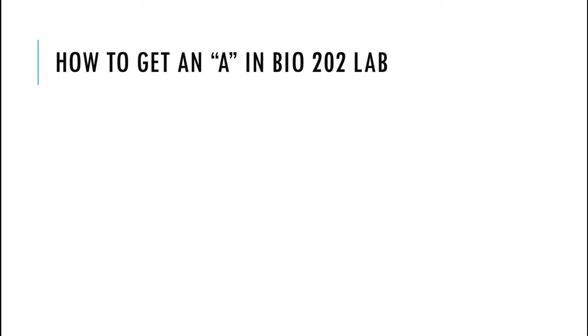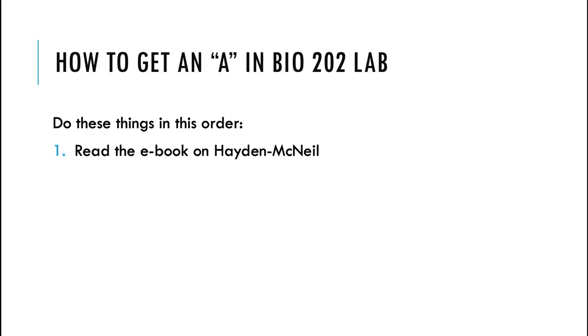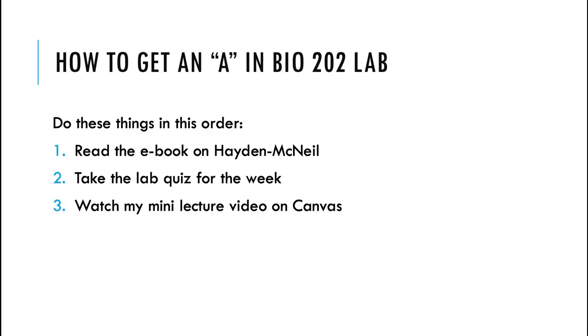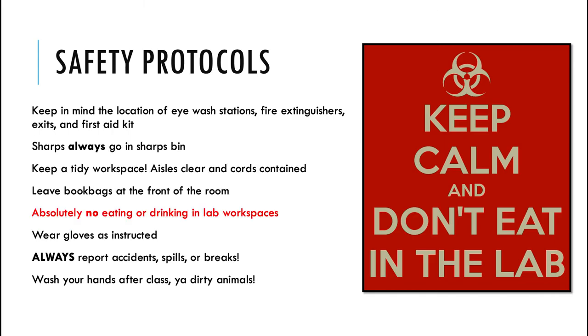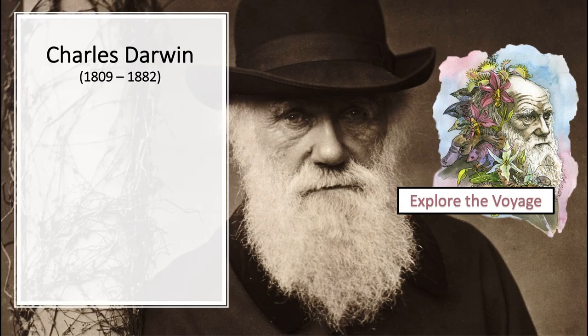So make sure you're studying for those. So how do you get an A in Bio 202? I might have mentioned this before, but just to reiterate, you need to do these things in this order. Number one, read the ebook on Hayden McNeil. You can access that just by going to the lab for the week and then clicking on ebook. Take the lab quiz for the week, which is also located on Hayden McNeil. Then watch my mini lecture video on Canvas that I've uploaded, just like this one, and then complete the lab exercises and submit the work on Canvas. You'll do a lot better that way. This is just some stuff that I usually go over if we're meeting in person. So let's get right to the material.